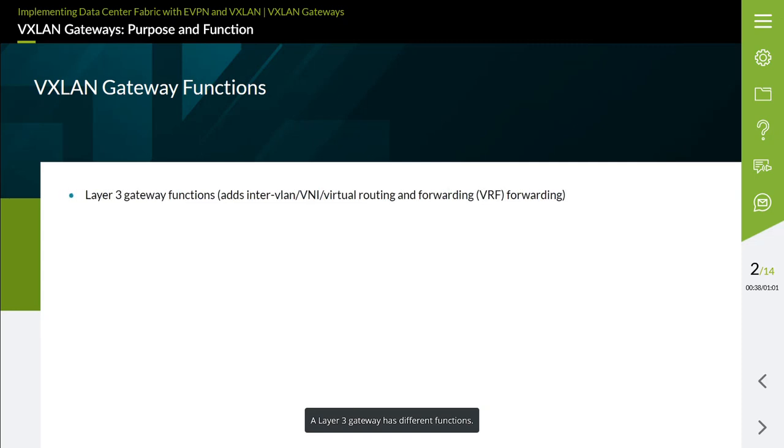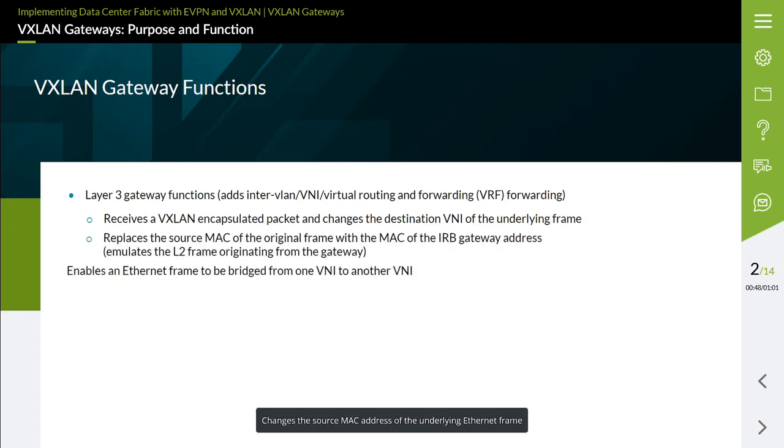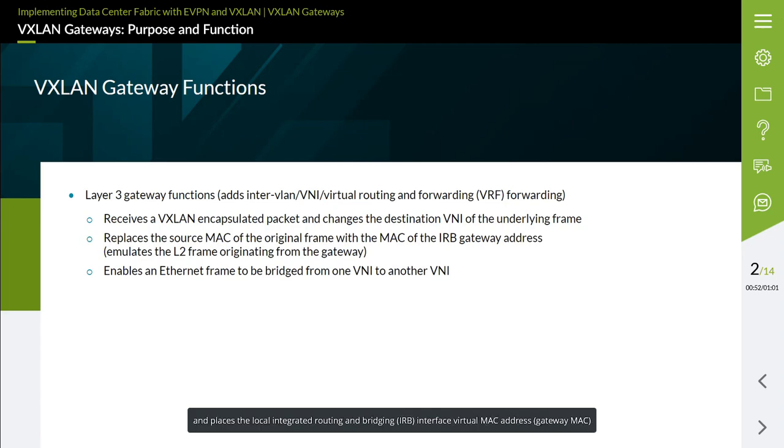A Layer 3 gateway has different functions. A Layer 3 gateway functions as a bridge between VNIs and enables traffic from one VNI to be forwarded to a different VNI, and changes the source MAC address of the underlying Ethernet frame and places the local integrated routing and bridging, or IRB, interface virtual MAC address, the gateway MAC, in its place prior to forwarding the Ethernet frame in the new VNI.